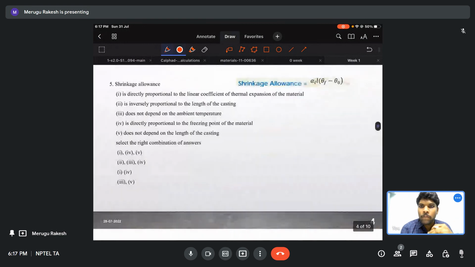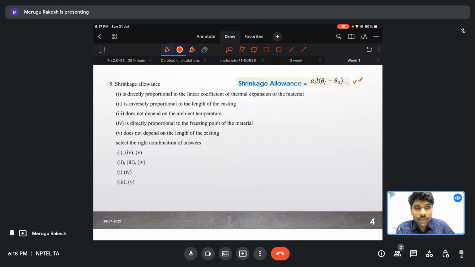This question is completely about shrinkage allowance. I have taken the formula from the lecture notes, so let us read one by one. It's a lengthy question. The first option is that shrinkage allowance is directly proportional to the linear coefficient of thermal expansion of the material. Yes. By what?